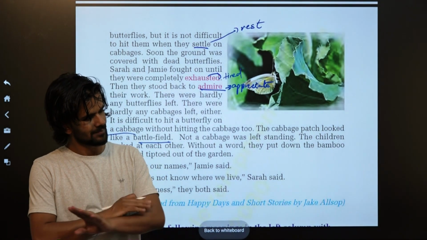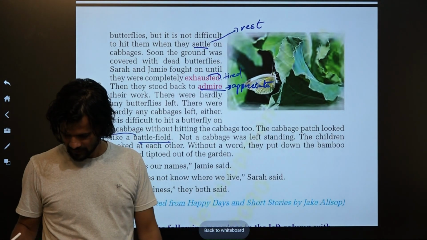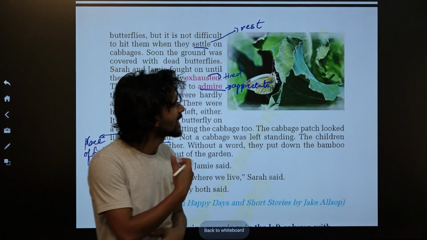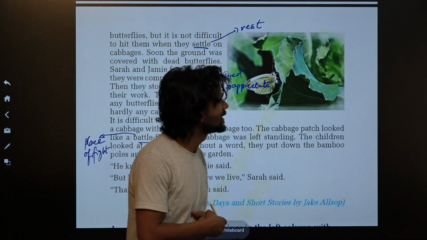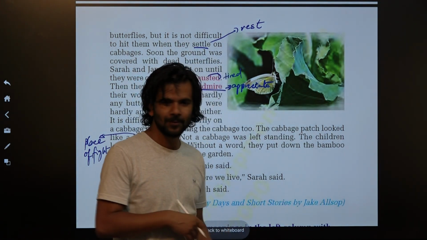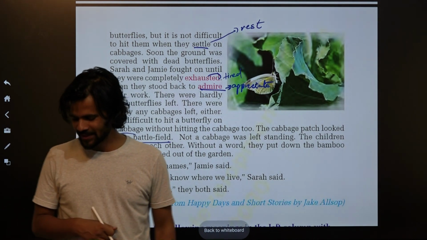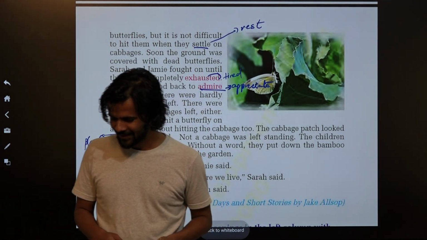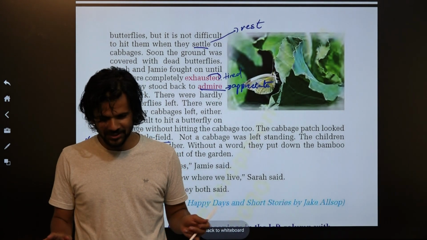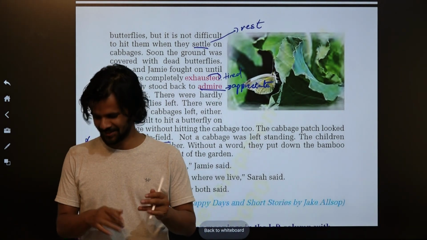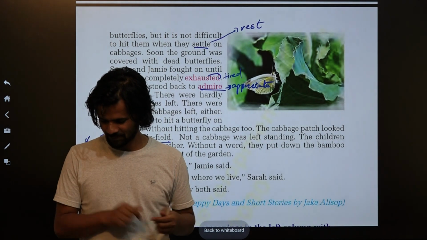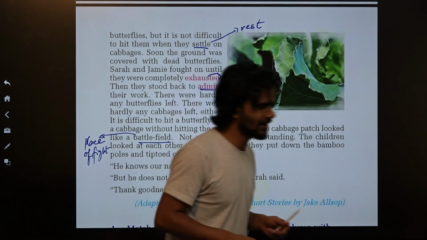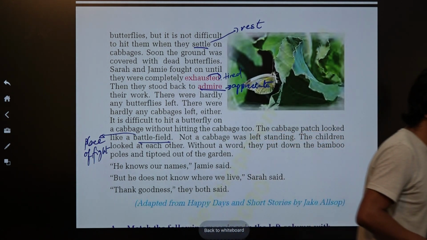The children looked at each other. Now they started to look at each other. What did we do? What did we do? Terrible. Without a word, they put down the bamboo poles. They didn't say a word to each other. They knew what they had done. And then they put down the bamboo pole, tiptoed out of the garden, and they walked like this out of the garden.